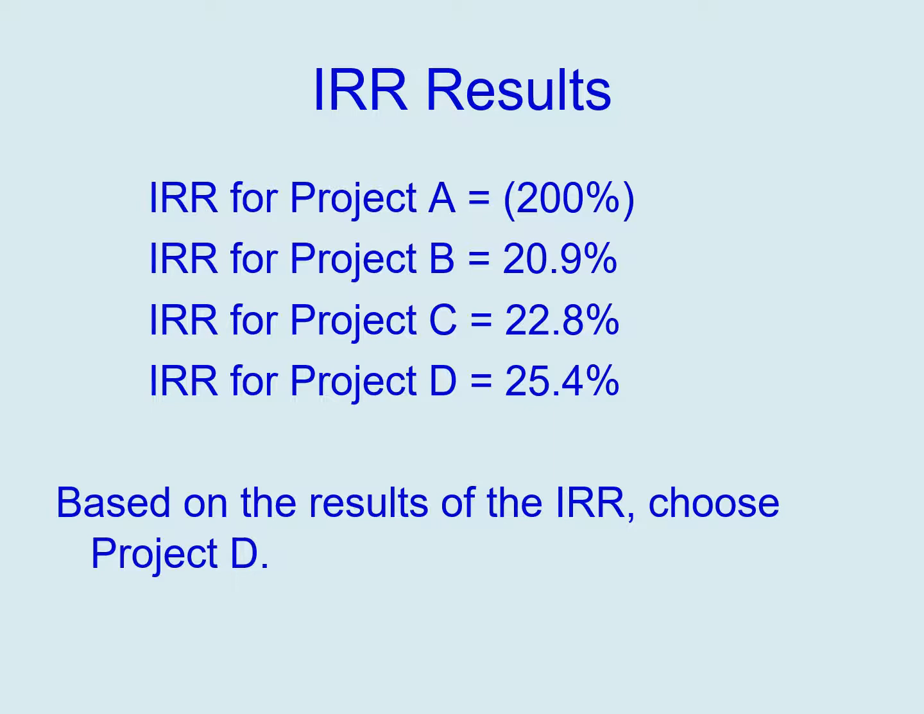And again, if you were to purchase the project and hold it to the end of its economic life, this is the rate of return. This is the yield to maturity on the project. So you would compare the internal rate of return to the cost of capital. Since our cost of capital is 10%, all of them make the cut except for Project A. And then D has the highest, so we go with D.